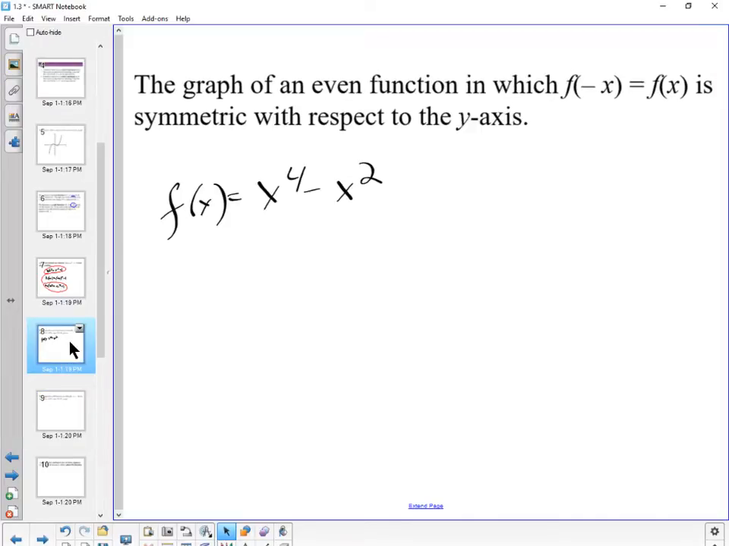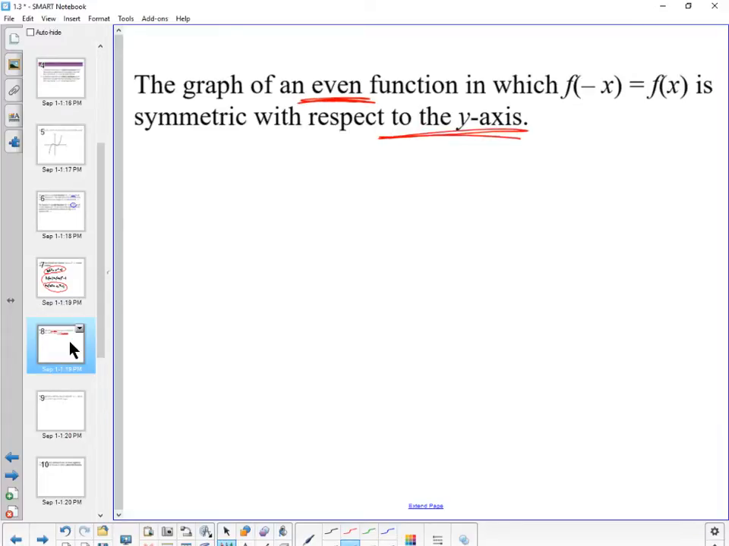This is important to know. If a function is even, it's going to have y-axis symmetry. Think about your parabola. See how I can flip that and it will look exactly the same? That only happens with even functions.